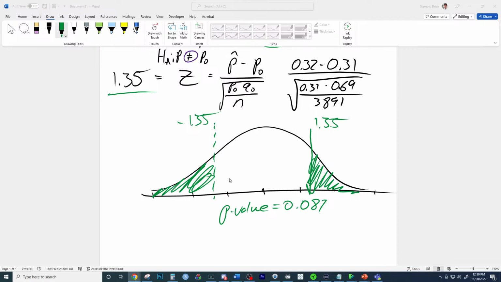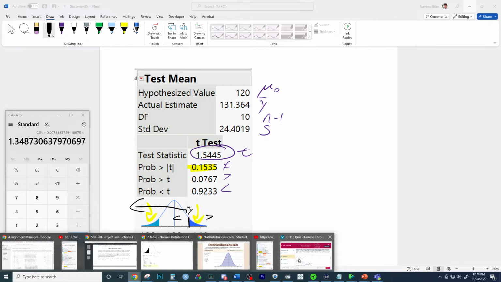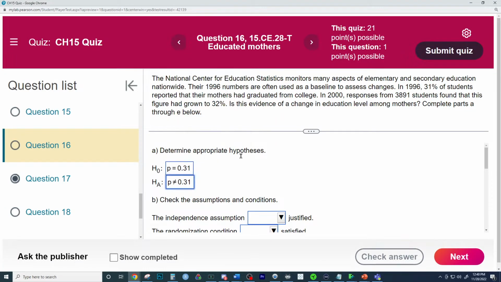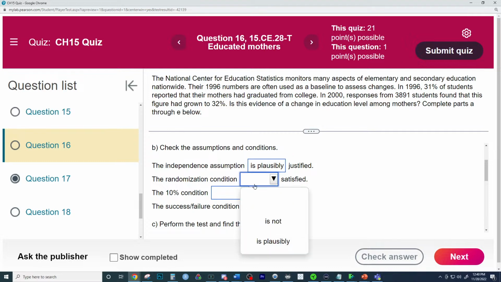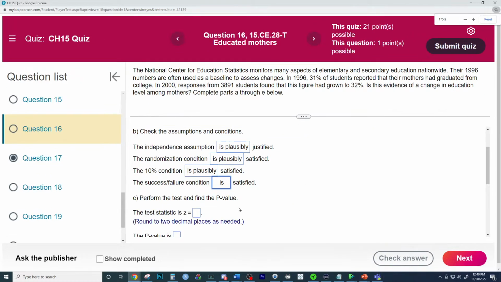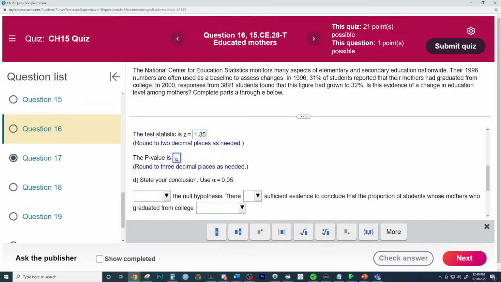Let's find this out. Where are we going to go? Does anyone know where we're going to go to find this answer? Who can help me out right here to find that answer? David M. Lane in the chat. We're going to do that right there, and it gives the z 1.35, p-value to 3 decimals, 0.087.